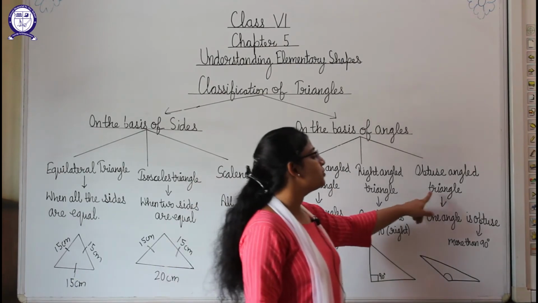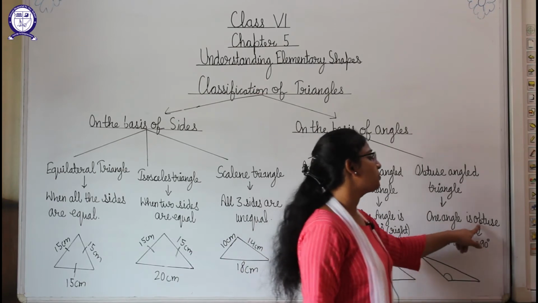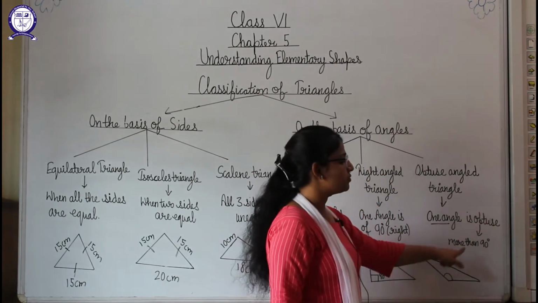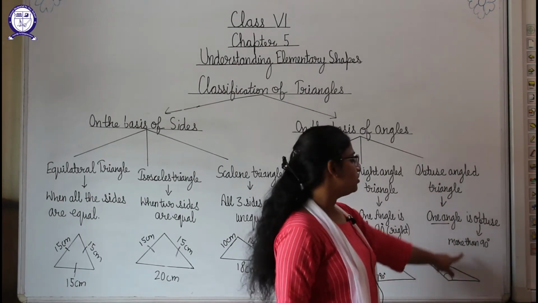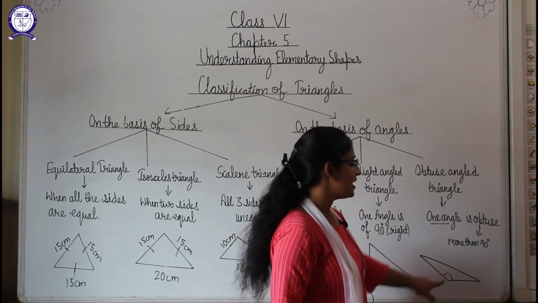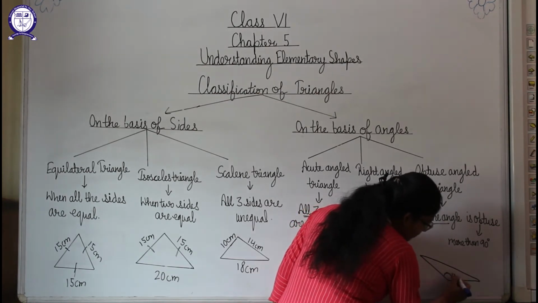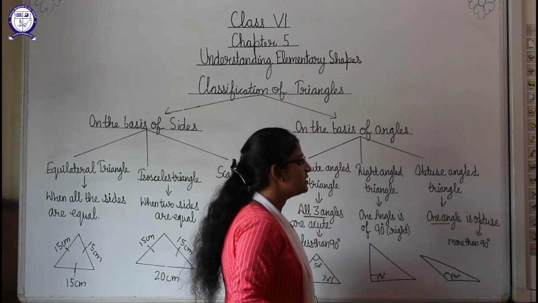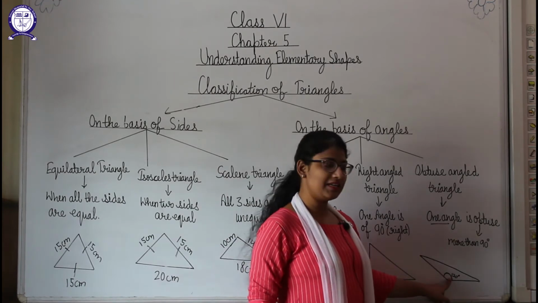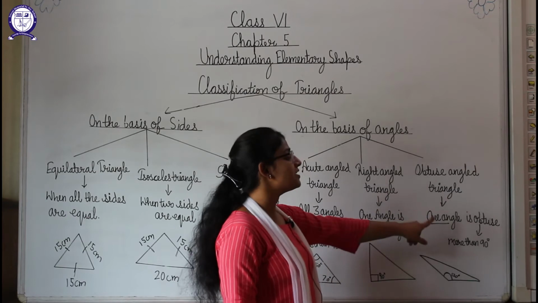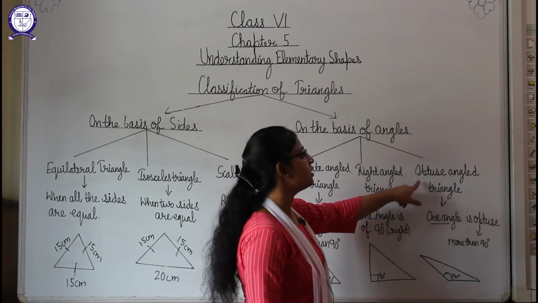And last one is obtuse angle triangle. One angle is obtuse in this, only one angle. Okay, and obtuse means more than 90 degree, we know. So here you can see that this angle is greater than 90 degree. This angle is of 120 degree. Okay, means this is greater than 90 degree. Greater than 90 degree means one angle is obtuse, and as one angle is obtuse, that means it is an obtuse angle triangle.